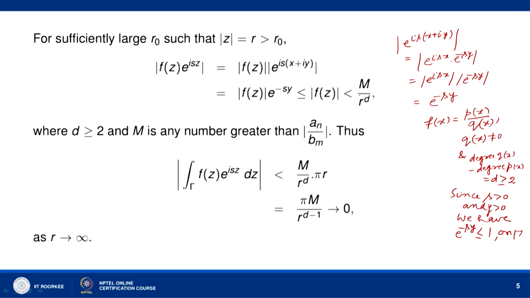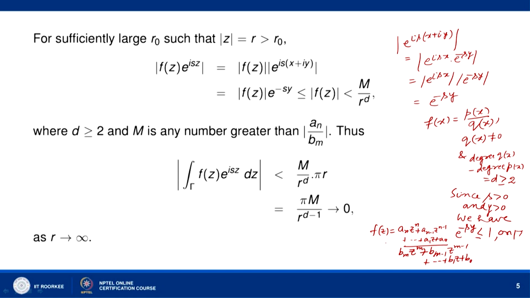Okay. So this we have M by r to the power d, where d is greater than or equal to 2, and M is any number we have seen greater than mod of a_n upon b_m, where we had taken f(z) to be a_n z^n plus a_(n-1) z^(n-1) and so on, a_1 z plus a_0, and we had taken the denominator polynomial to be b_m z^m plus b_(m-1) z^(m-1) and so on, b_1 z plus b_0.